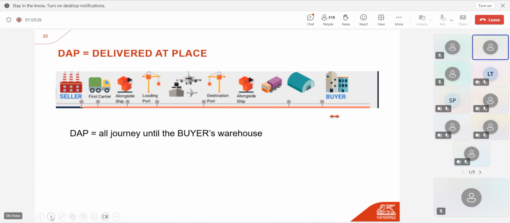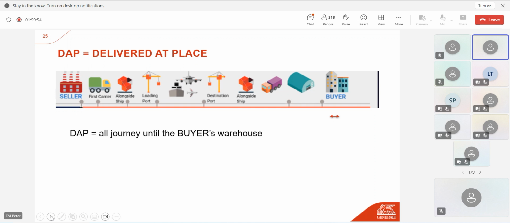And normally DAP is very, very expensive. Warehouse to warehouse is normally very, very expensive, because the seller is responsible from their warehouse all the way to the buyer's warehouse, including unloading. Safely unloaded. That's why it's warehouse to warehouse cover. And like I said, the moment you have warehouse to warehouse cover, it is normally the most expensive.